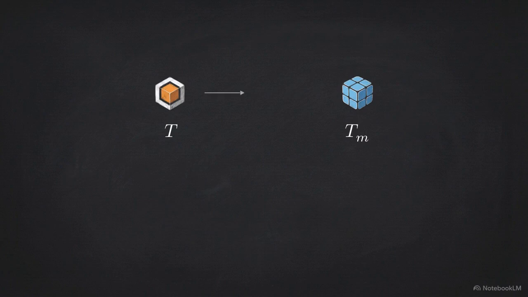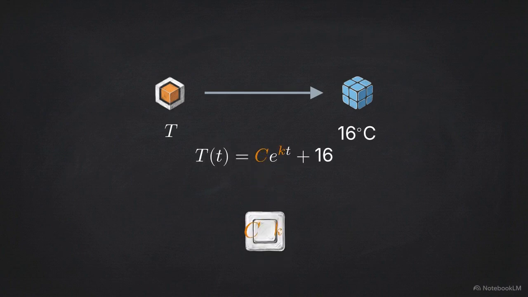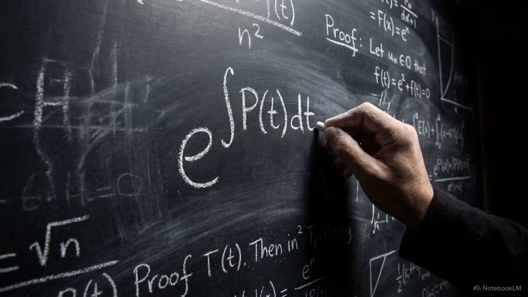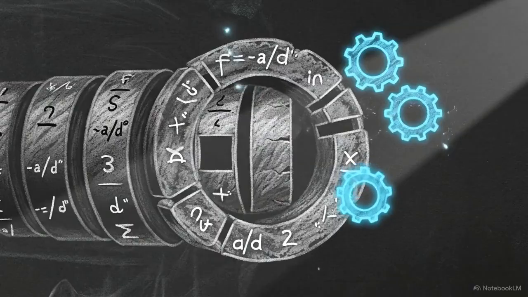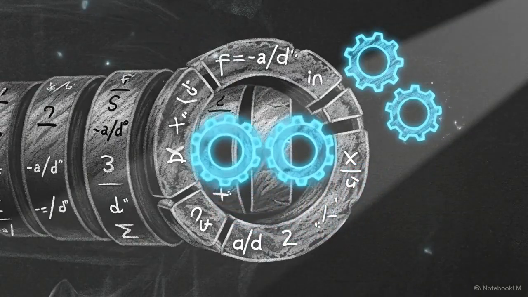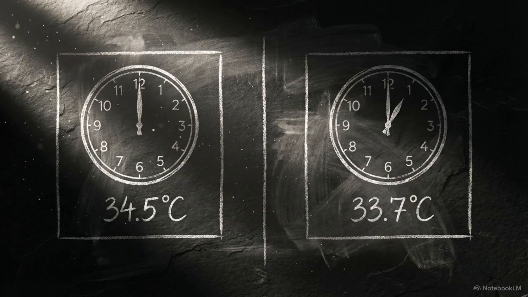Newton's law of cooling states temperature change is proportional to the difference between body heat and the room's temperature. We define Tm as our constant ambient temperature, 16 degrees. Rewriting this isolates two constants, K and C, defining the exact thermal footprint of the scene. To find them, we use an integrating factor. An integrating factor is a mathematical term we multiply into the equation to make it possible to solve using standard calculus. By solving for K and C, we are essentially calibrating a mathematical engine to the exact conditions of this crime scene. We run the clock forward first.